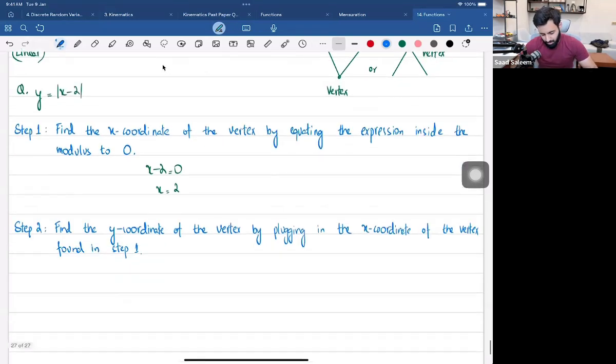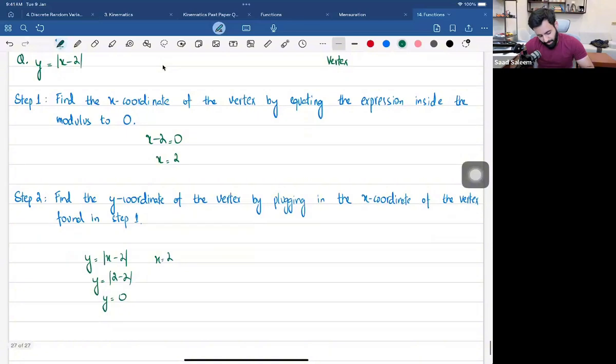Okay, so let's do step 2. So this was the equation, y is equal to modulus of x minus 2. We found x to be equal to 2. So y is equal to 2 minus 2. What's 2 minus 2 equal to? That's equal to 0.